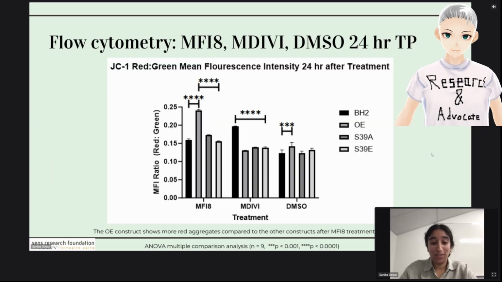So after 24 hours, we saw a surprising result. And just to let you know, the MFI ratio is showing a mean fluorescence intensity. So mitochondria that stain red with the JC1 dye are healthy, while those that are stained green have dysfunctional IMM potentials. So the higher the MFI ratio, the healthier the mitochondria. And as you can see, the overexpressed cells in MFI8 treatment had a significant jump in that ratio just after 24 hours, and this seemed to offer a promising hope that MFI8 with the OE construct can improve mitochondrial health.